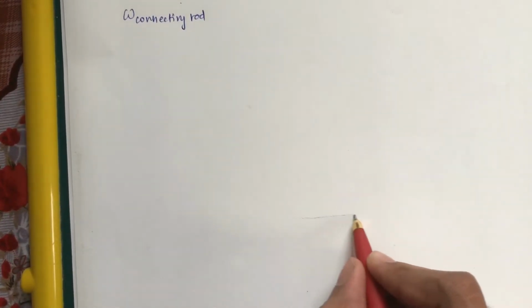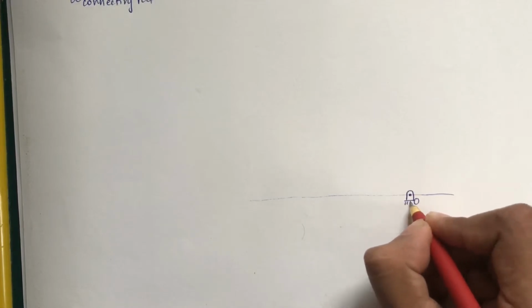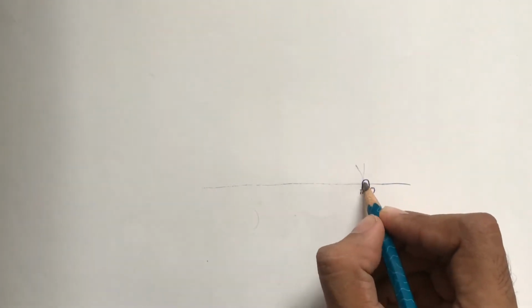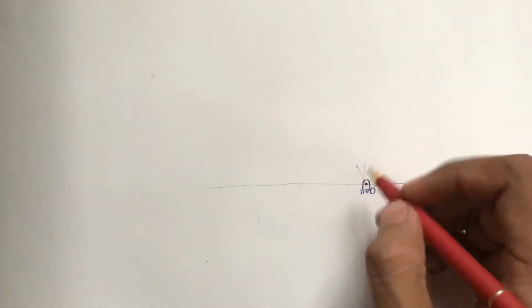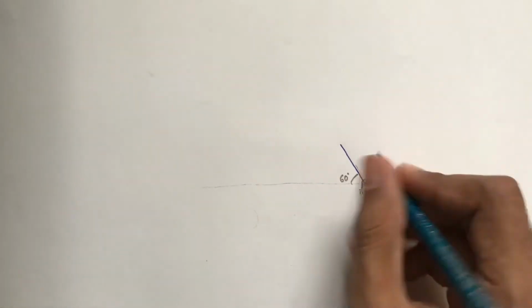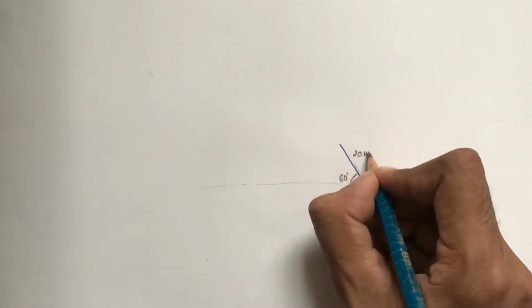So the base is given horizontal, and the O point is pin jointed. With reference to the O point and the horizontal line at 60 degrees, the A point is given, meaning the crank. So the crank is given at 60 degrees with a length of 20 mm.